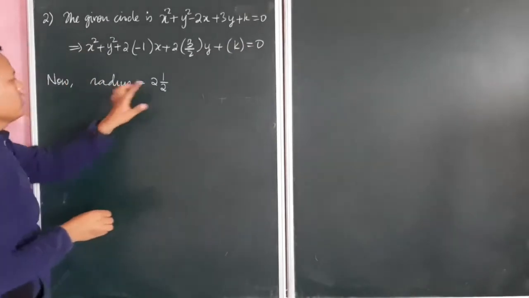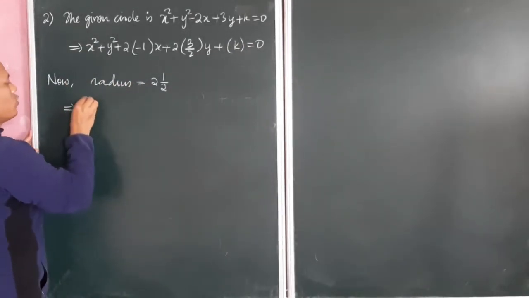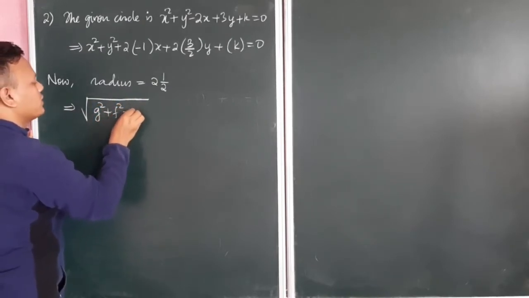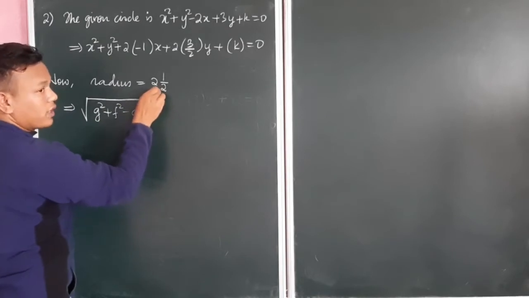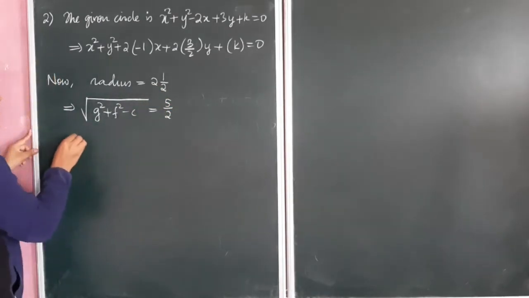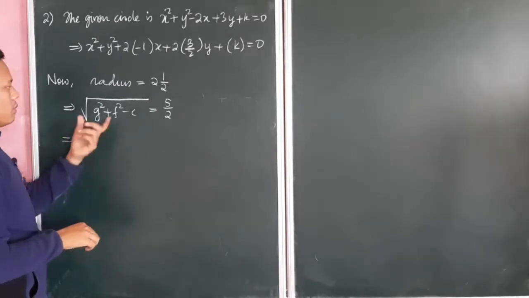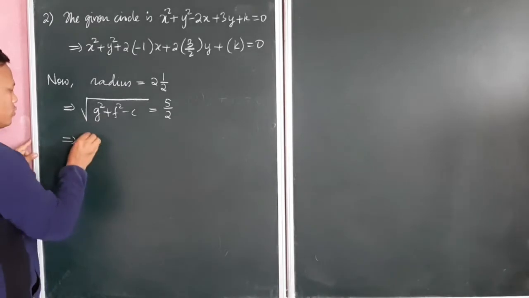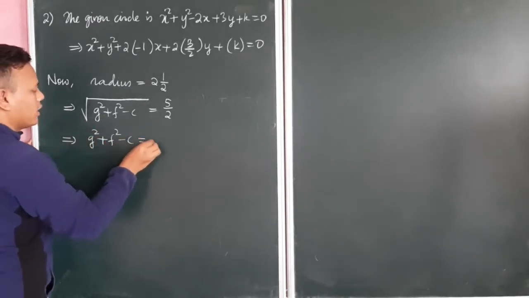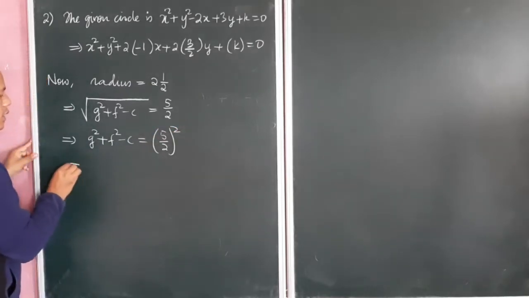Okay, so radius is given to be this much. Now what is the formula for radius? Radius is square root of g square plus f square minus c, and this will be equal to 2.5, which is 5 by 2, isn't it? Now if you want to get rid of the square root sign, that can be done, but for that we need to square both sides. So squaring both sides, we'll get g square plus f square minus c equals 5 by 2 whole square, right?